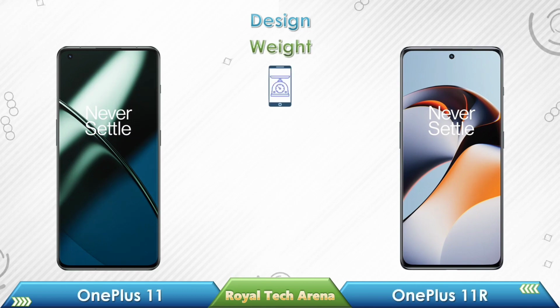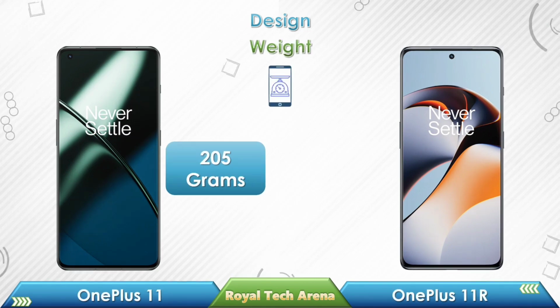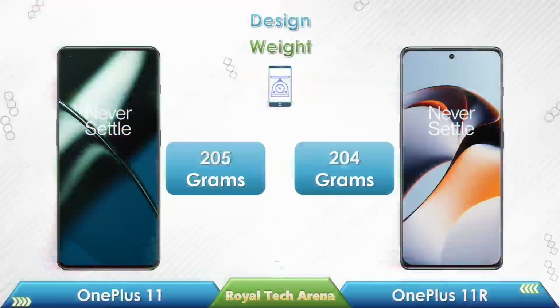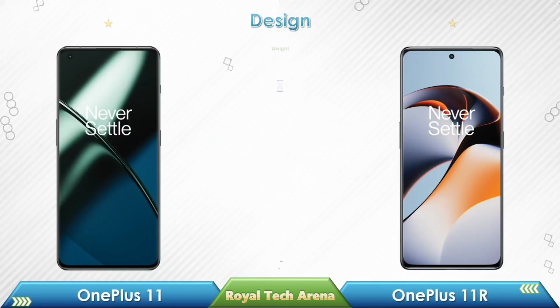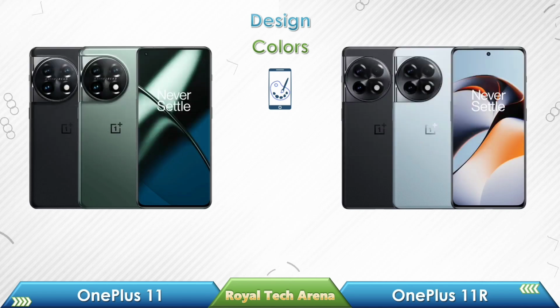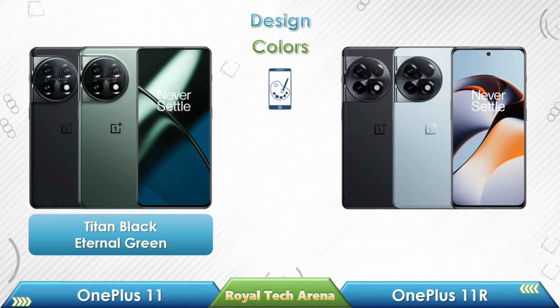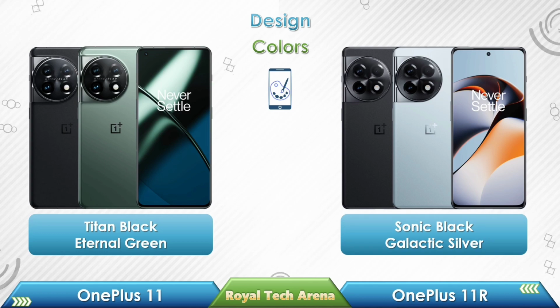Looking at these two phones' weight, OnePlus 11 has 205 grams, while the OnePlus 11R has 204 grams. If you look at the colors of these two phones, OnePlus 11 comes with two different colors, and the OnePlus 11R also comes with two different colors.